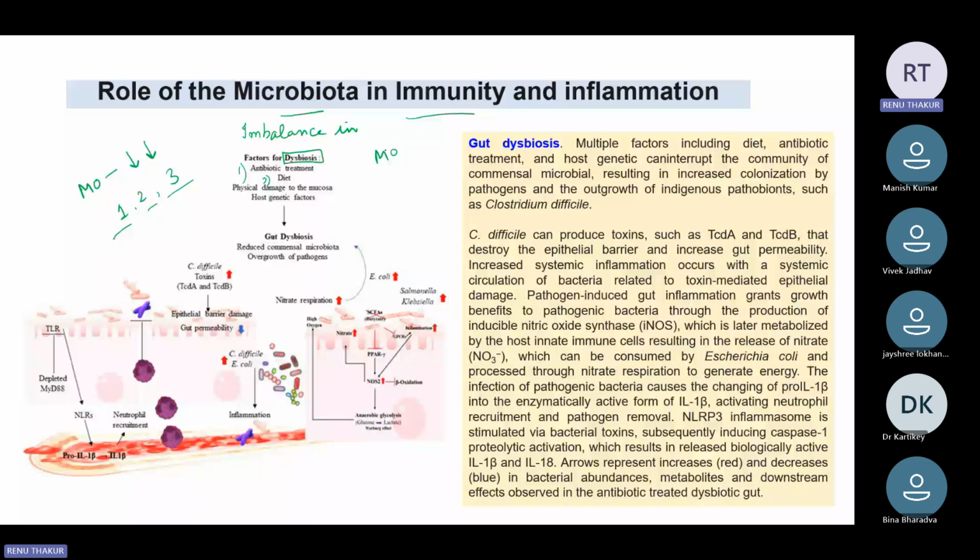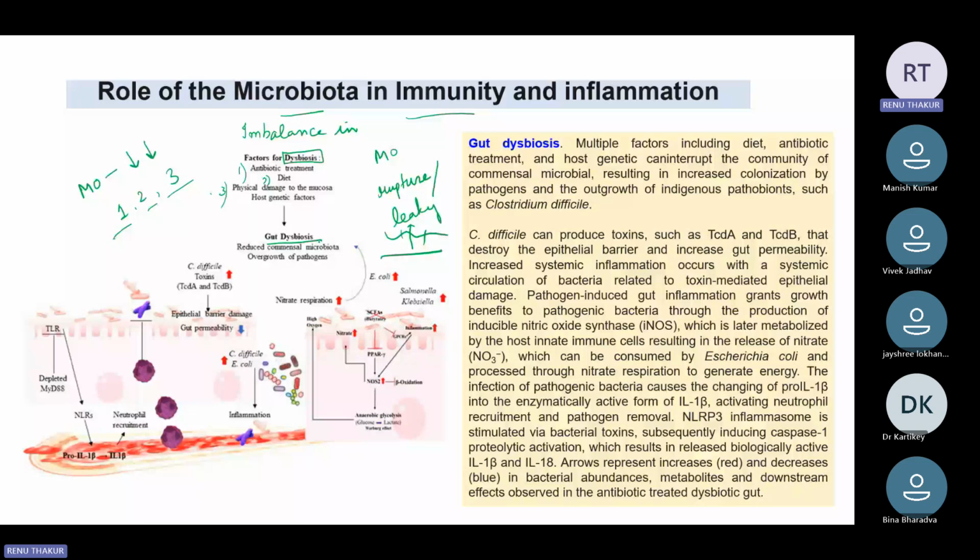Now, physical damage to the mucosa. There may be some physical injury. If you are having any kind of physical injury, that will also lead to rupture or leaky gut, because anything can damage this epithelial layer. Any physical injury can damage this. Whenever it becomes leaky, all the inflammatory molecules will be directly bathed into your bloodstream. So this will increase the chances of infection, and this may cause gut dysbiosis.